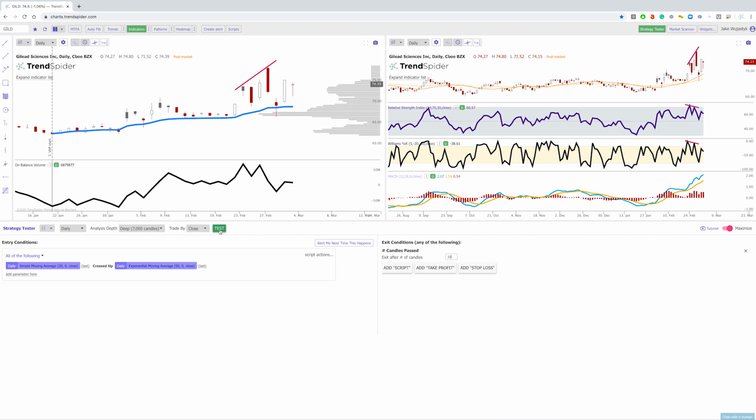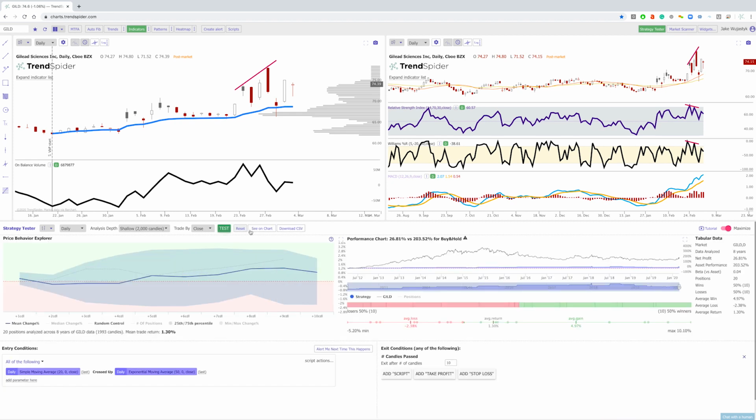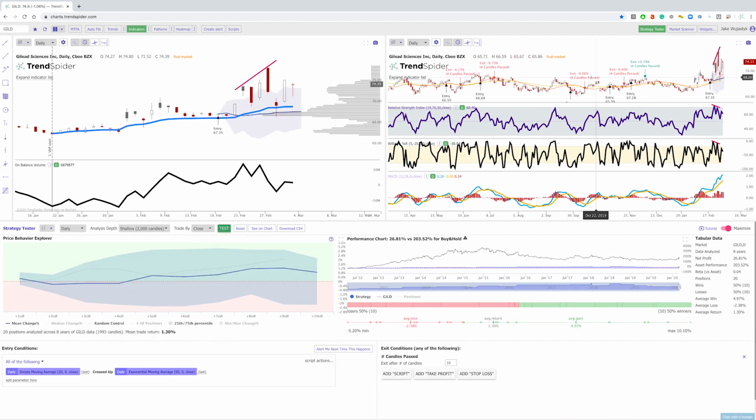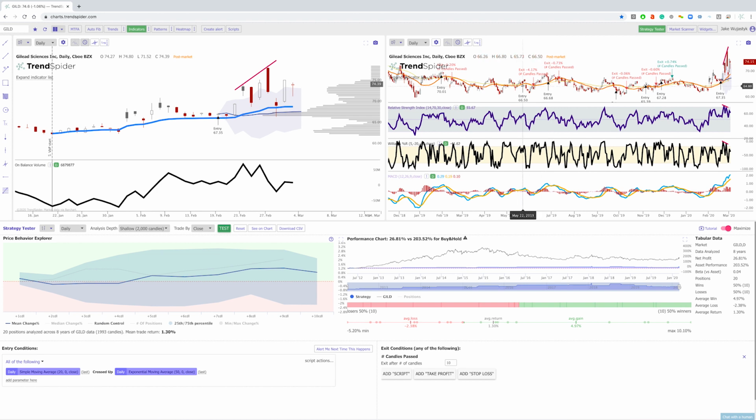If we go and test this, let's just test it from 2,000 candles and behind, we'll see that you can see every single time this has happened. So anytime that there was a positive move, it will be green. Anytime there was a negative move based on this crossing, and then 10 days later, it's going to show up as red. We can see here the mean trade return is 1.3%.